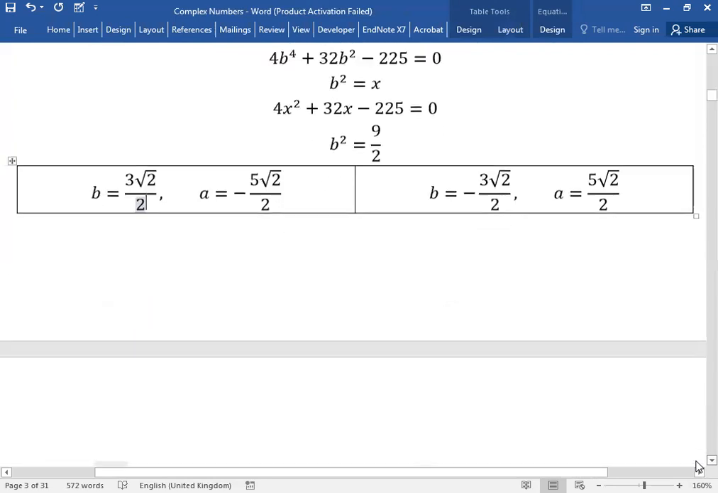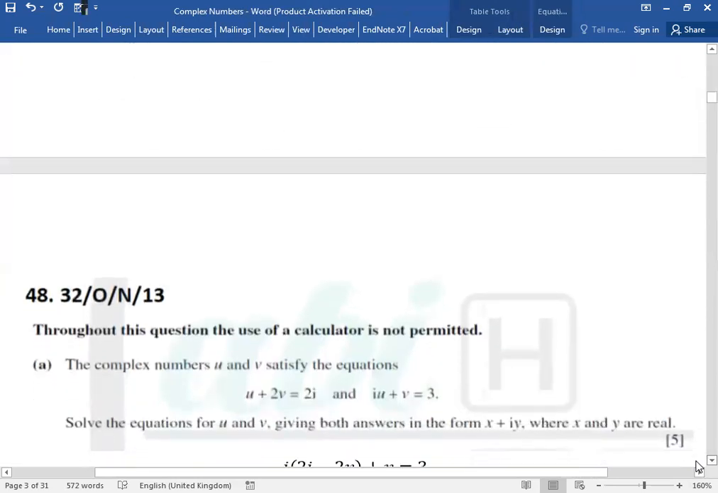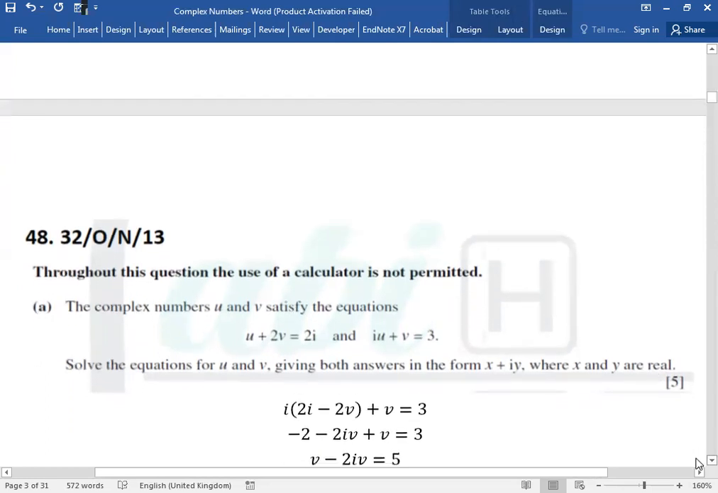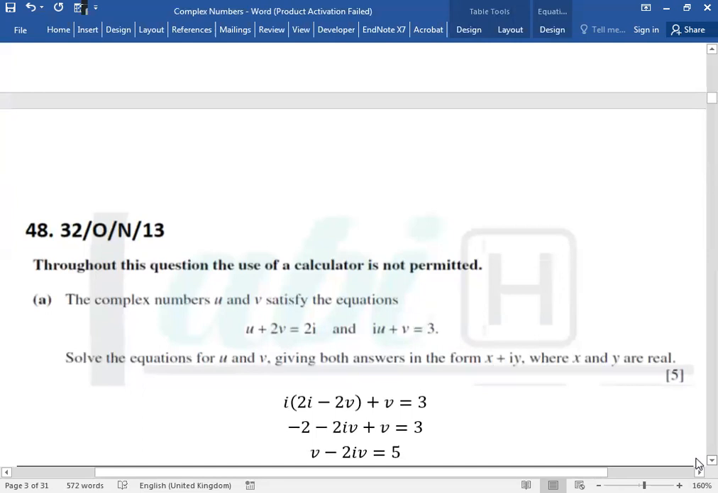Okay. Let's have a look at this question. Again, u and v satisfy this equation. Solve the equations for u and v, giving both the answer in the form x plus iota y. You can make any one of them the subject of the formula. You can make u the subject of the formula from the first one and put it in the next equation. So this is what you get.